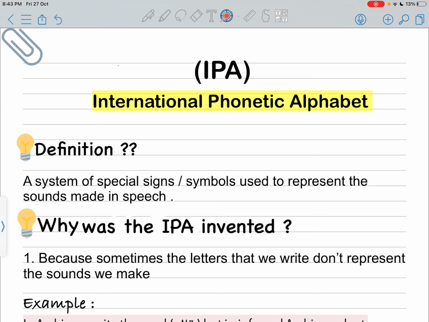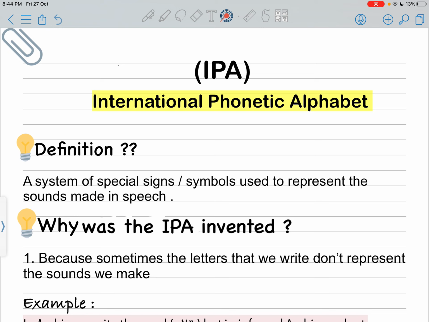So let's get started, and we'll start with the definition of IPA. What does IPA or International Phonetic Alphabet mean? It is a system of special signs or symbols used to represent the sounds made in speech. So it is a system. This system includes symbols. We use these symbols to represent the sounds that we produce while we are speaking.